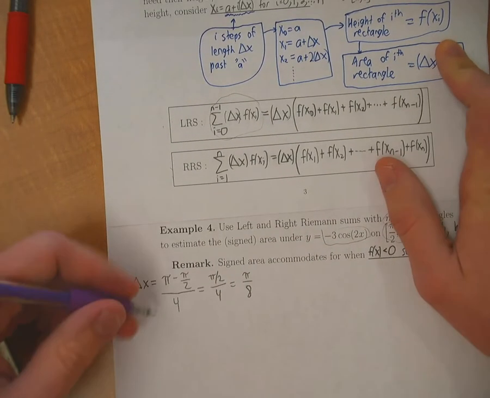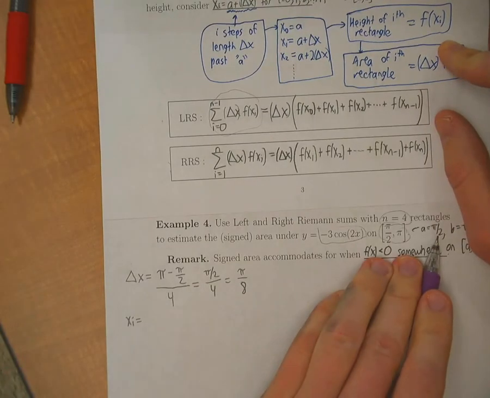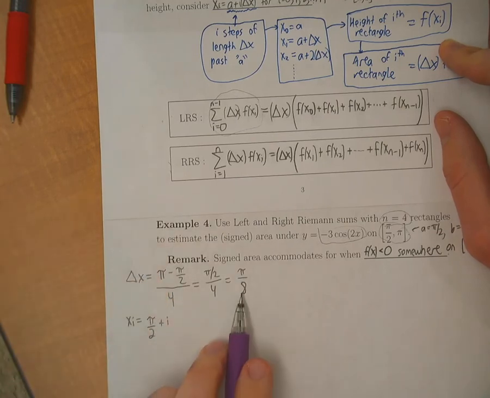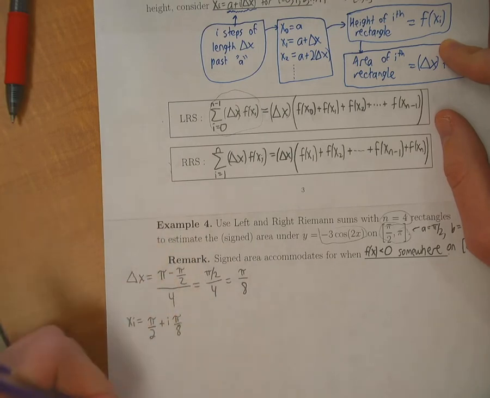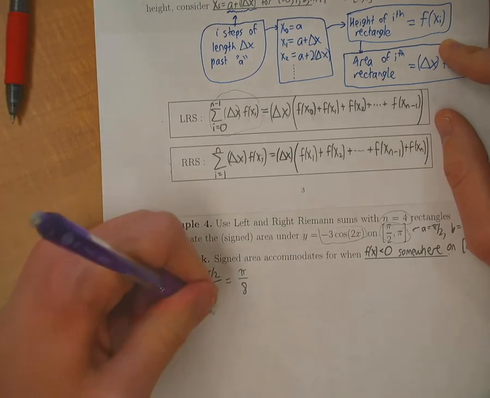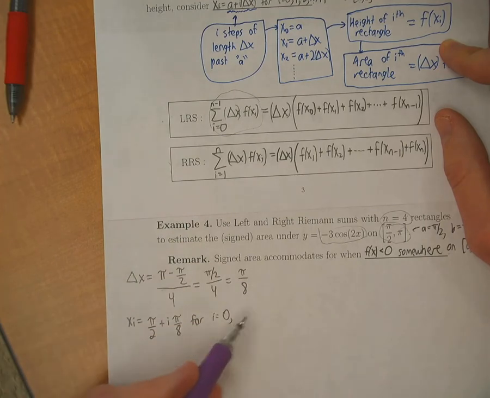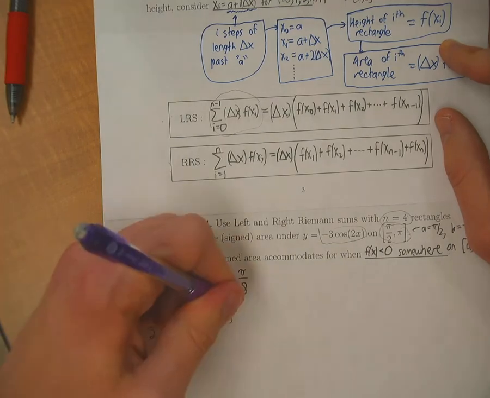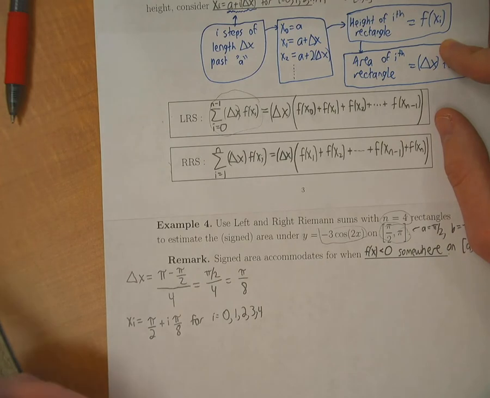Now let's figure out what x sub i is equal to. Like I said, a is pi over 2 here, so we have pi over 2 plus i times delta x, which in this case is pi over 8. For i, we start at 0 and keep going through every value of i until we hit n, which in this case is 4. So that means i equals 0, 1, 2, 3, and 4. Okay?